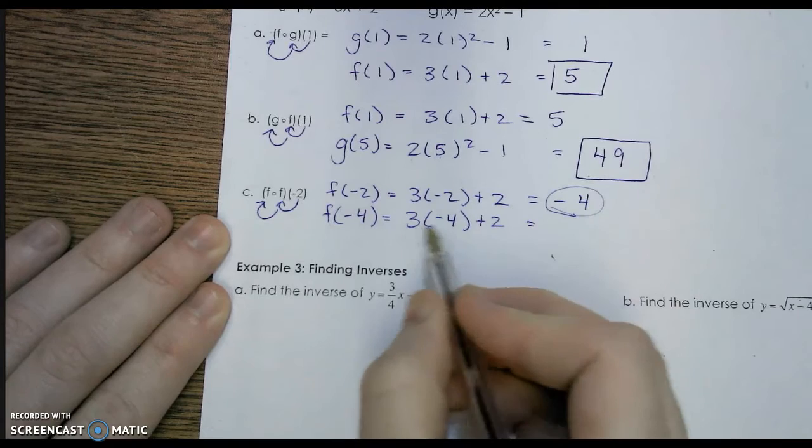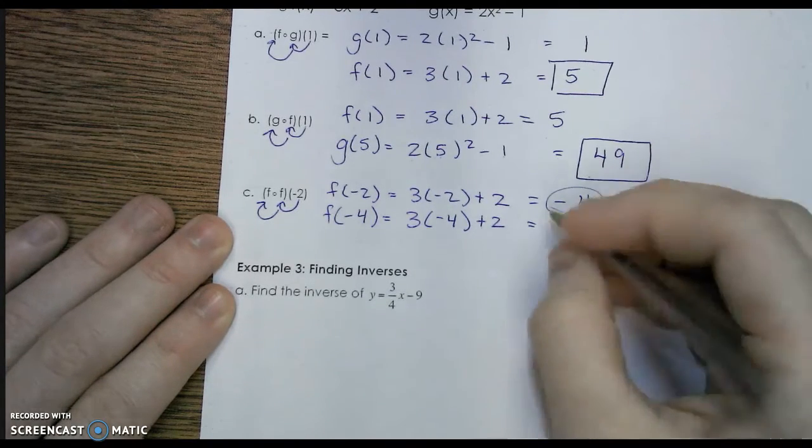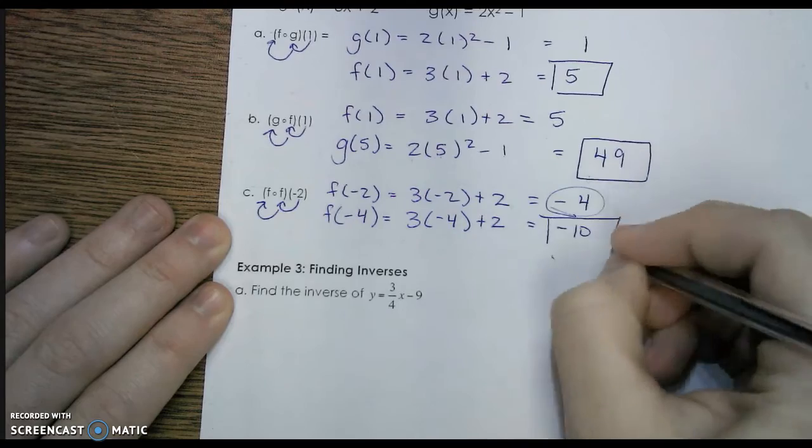So that gives me -12 plus 2, which is -10 for the final answer.